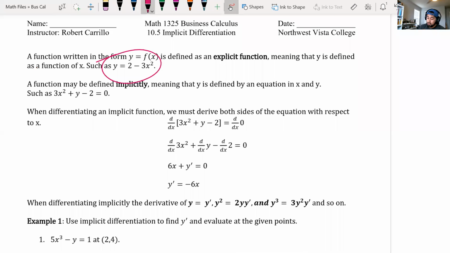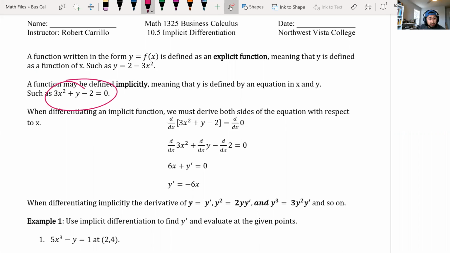So now, with implicit, an implicit function means that the function is defined in terms of y and x. So here would be an implicit function, 3x squared plus y minus 2 equal to 0. It doesn't say y equals or x equals, it has x and y on the same line. So this is called an implicit function.